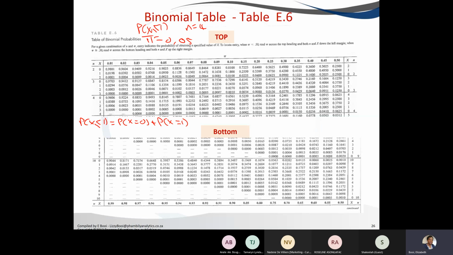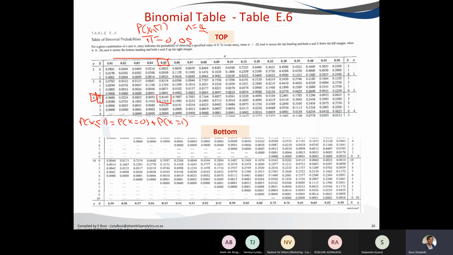So let's say we want to find the probability that x is less than or equal to 1. Therefore, we're looking for where x is 0 plus where x is 1. And we need to go to the probability of success, where it is 0.05, and we're going to look for n equals 4. Those will be the two values there at the top.